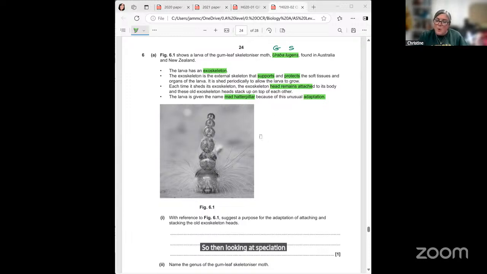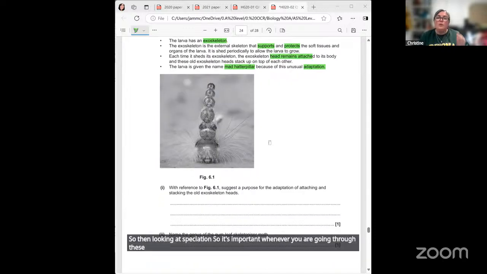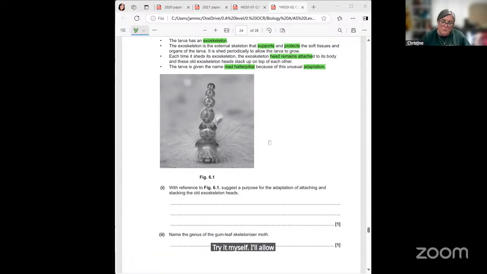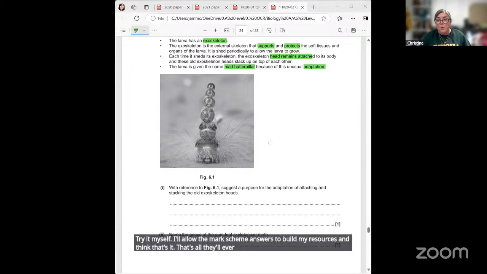So it's important whenever you are going through these questions that you don't just go, oh, this is the question, I'll try it myself, I'll allow the mark scheme answers to build my resources and think that's it. That's all they'll ever ask you. It won't. It will be about ways in which it could go if they were to use this question again. Now, they're not going to use the exact same picture or the exact same example, but they'll use something similar, going along the same lines.